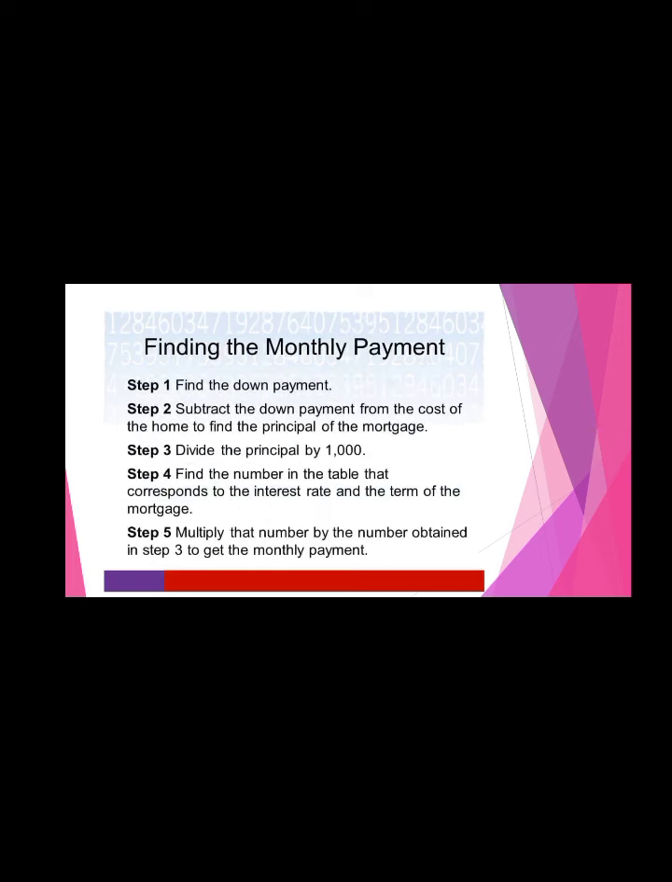So, in finding the monthly payment, the steps are: Step 1, find the down payment. Step 2, subtract the down payment from the cost of the home to find the principal of the mortgage. Step 3, divide the principal by 1,000. Step 4, find the number in the table that corresponds to the interest rate and the term of the mortgage. Then step 5, multiply that number by the number obtained in step 3 to get the monthly payment.